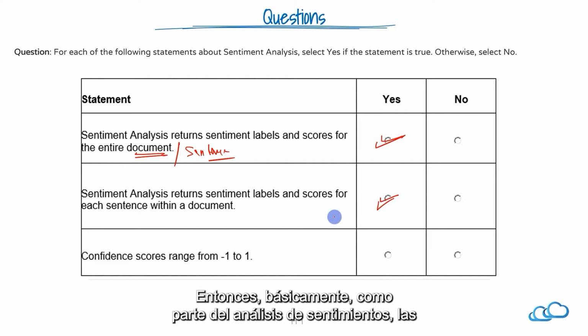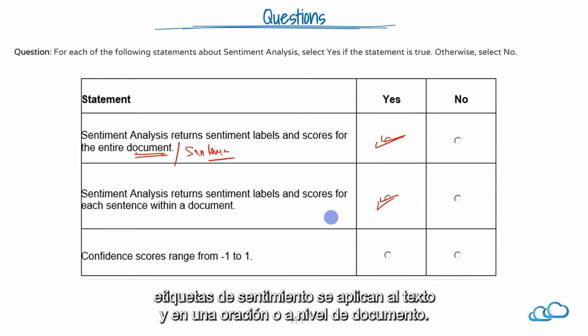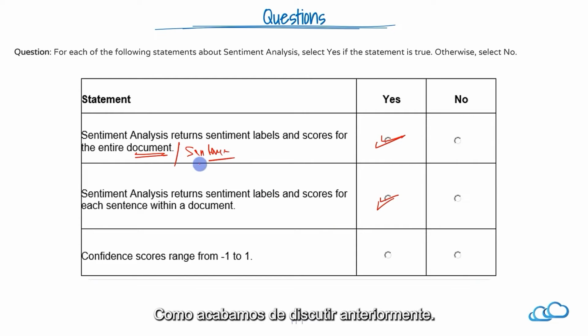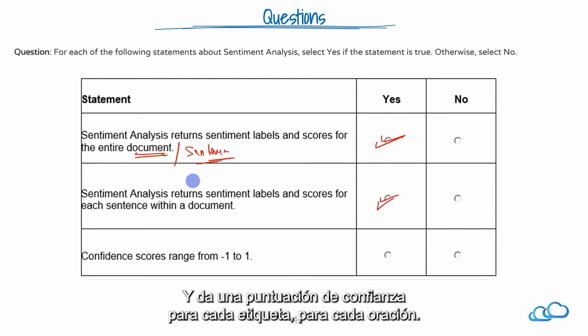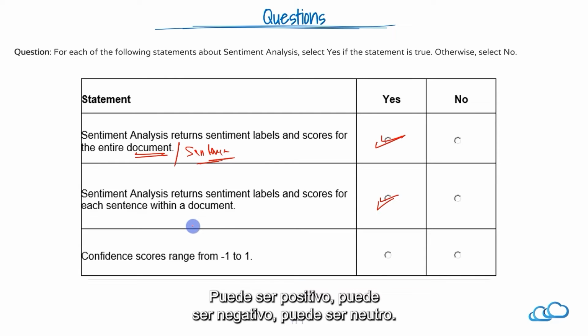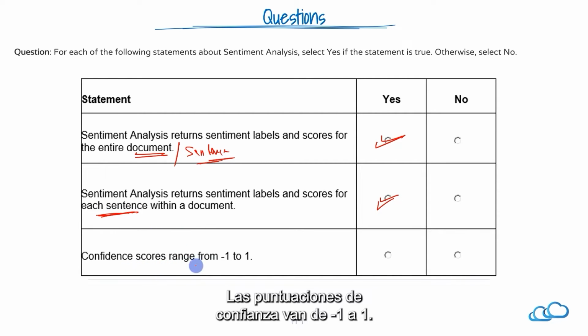So basically, as part of sentiment analysis, sentiment labels are applied to text at the sentence or the document level, as we just discussed above. We can have it at the sentence level or the full document level, and it gives a confidence score for each label, for each sentence. It may be positive, it may be negative, it may be neutral. So it does work with each sentence in the document.